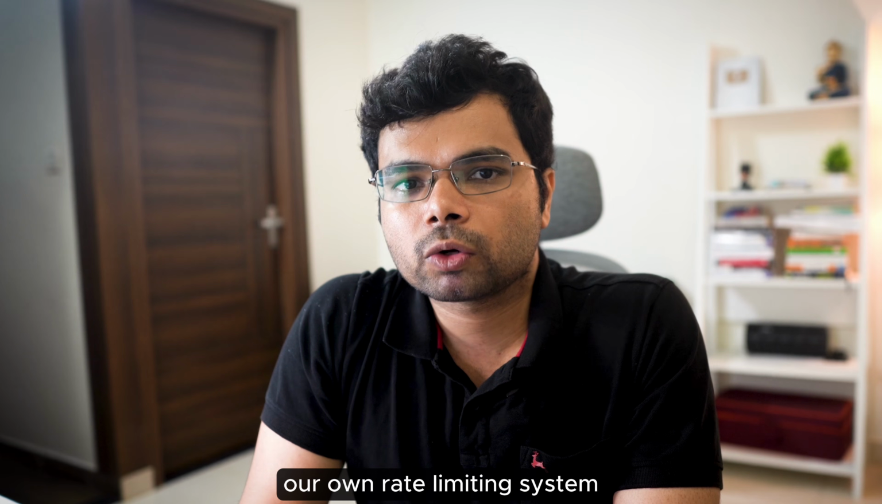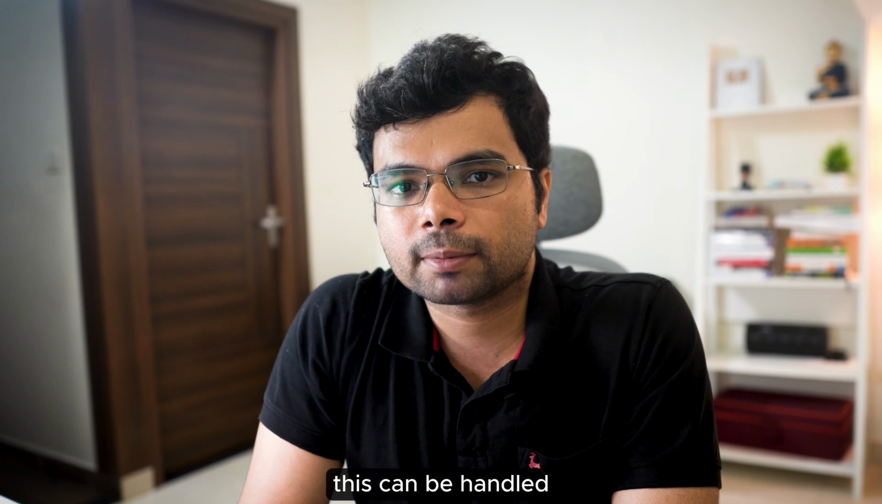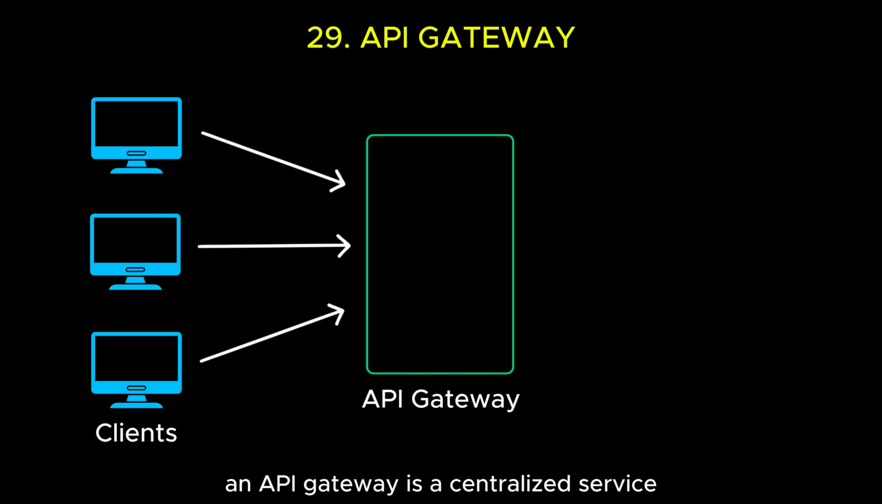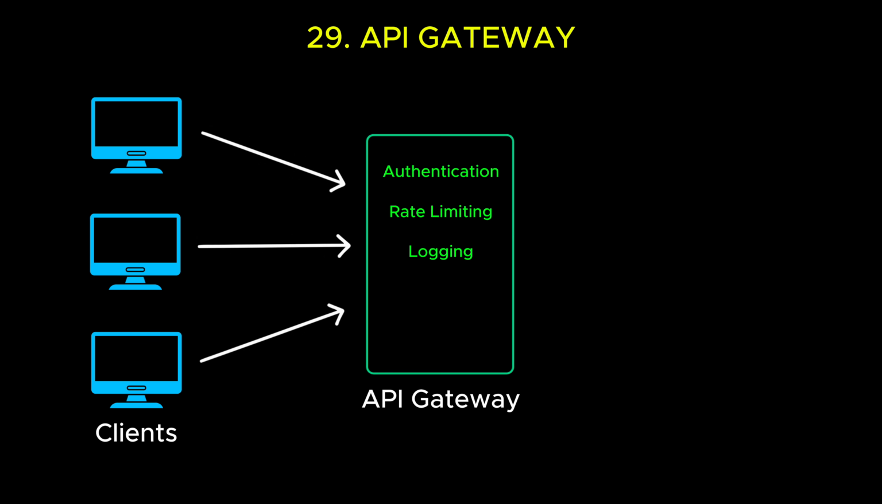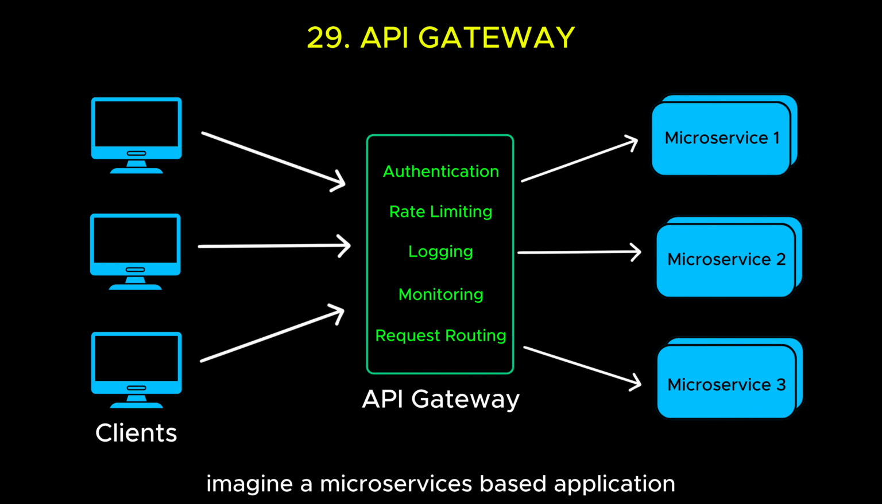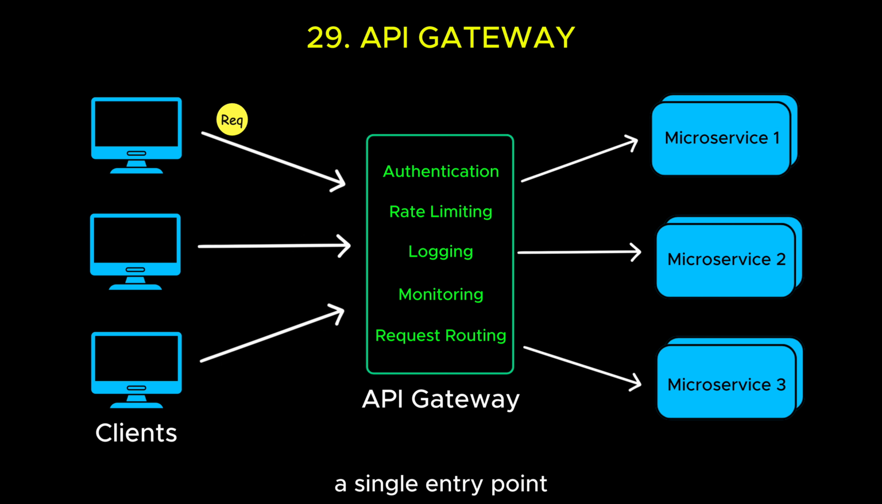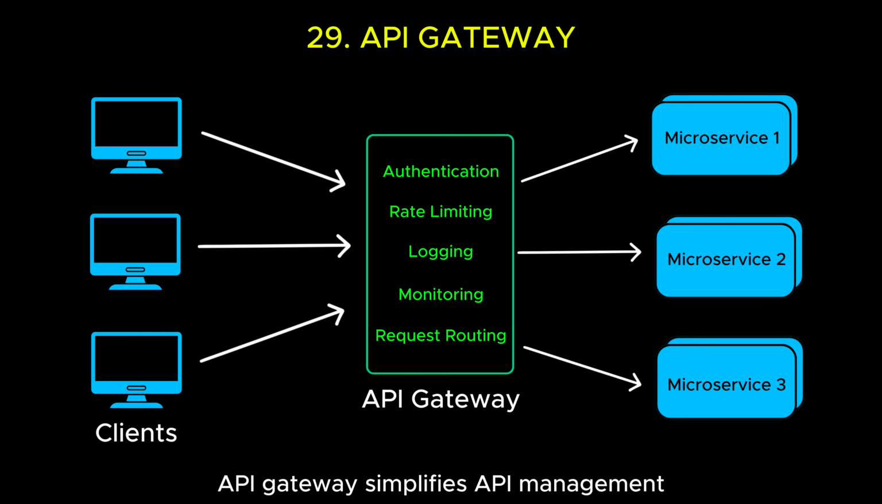We don't need to implement our own rate limiting system. This can be handled by something called an API gateway. An API gateway is a centralized service that handles authentication, rate limiting, logging, monitoring, request routing, and much more. Imagine a microservices-based application with multiple services. Instead of exposing each service directly, an API gateway acts as a single entry point for all client requests. It routes the request to the appropriate microservice, and the response is sent back through the gateway to the client. API Gateway simplifies API management and improves scalability and security.